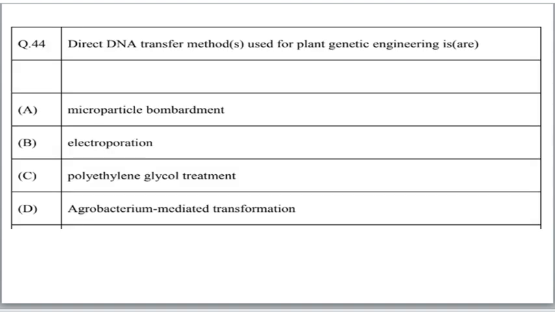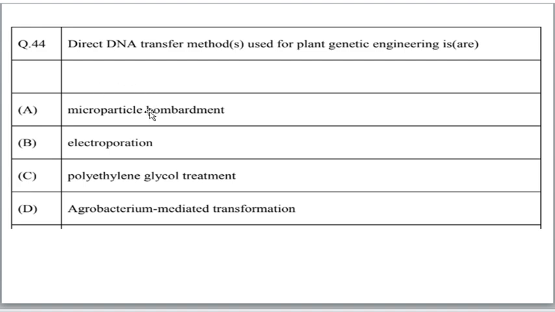So the fourth question is: direct DNA transfer method or methods used for plant genetic engineering is or are. And again, this is an MSQ type of question. For this particular question, option A, option B, option C are correct. So my channel mentioned only option A and option B alone are correct. But according to the official answer key, option A, option B, option C are correct.